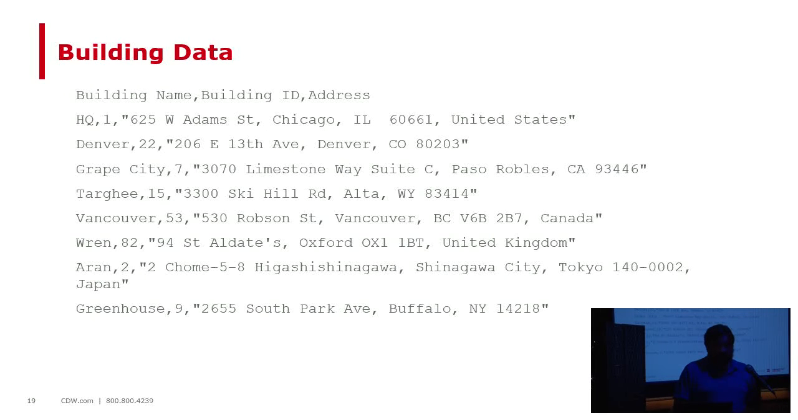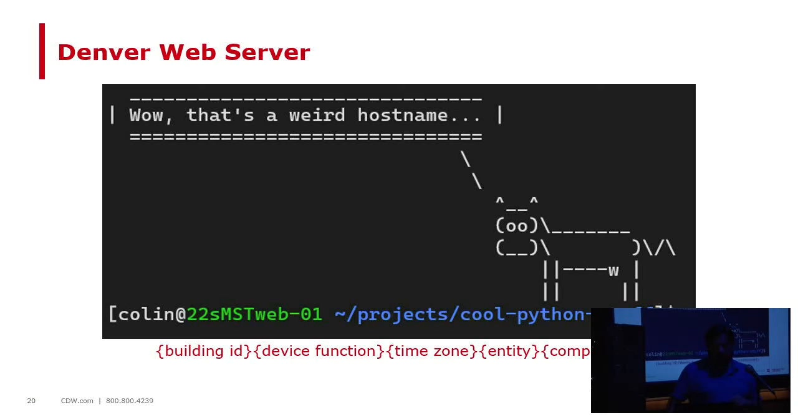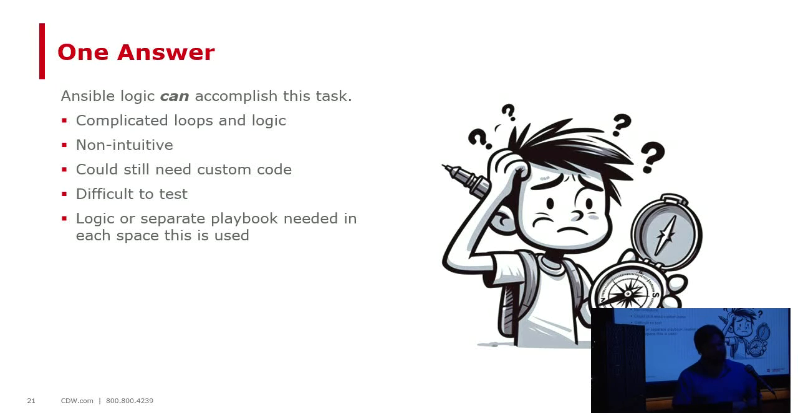This is what our building data looks like. It is a CSV with some addresses and arbitrary numbers of these buildings as the company has grown. And then this is what a Denver web server might look like. It is 22S MST Web-01. Isn't that a great server name? Absolutely lovely. It has our building ID, our device function, our time zone, our entity, and our component all in there. So how do we solve this?